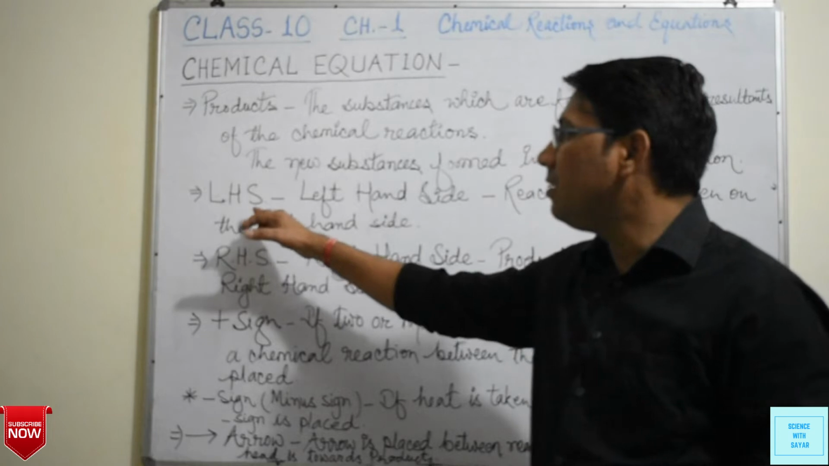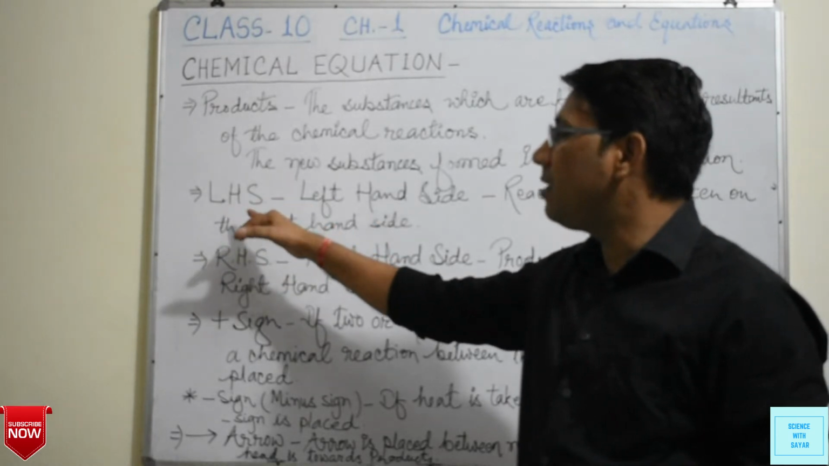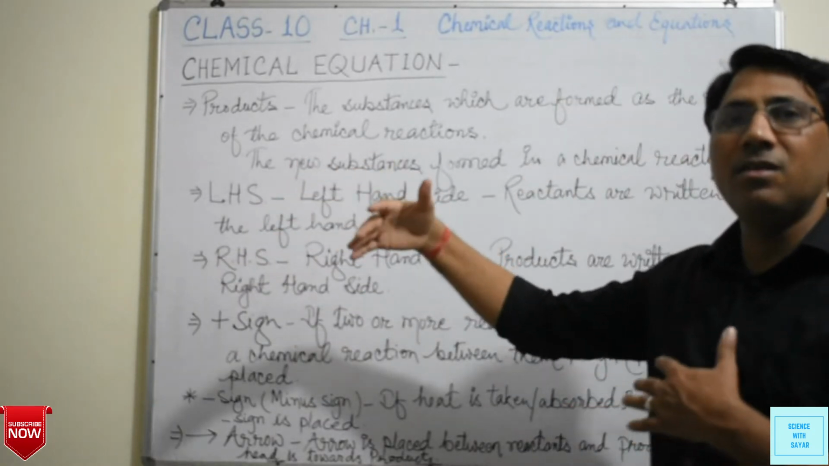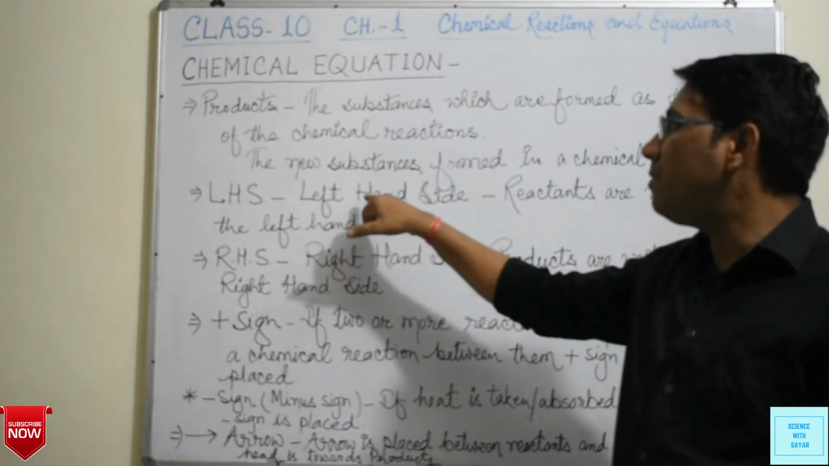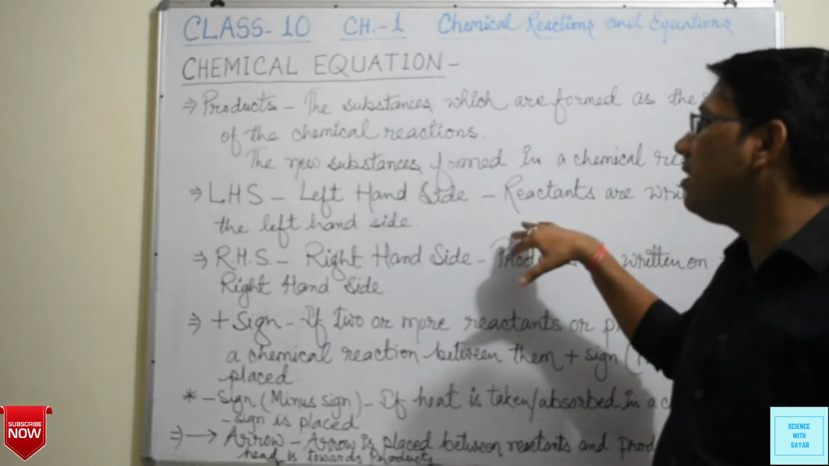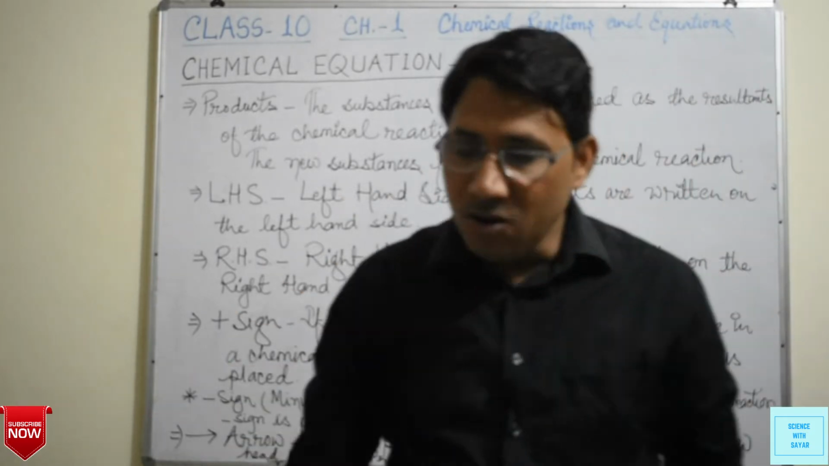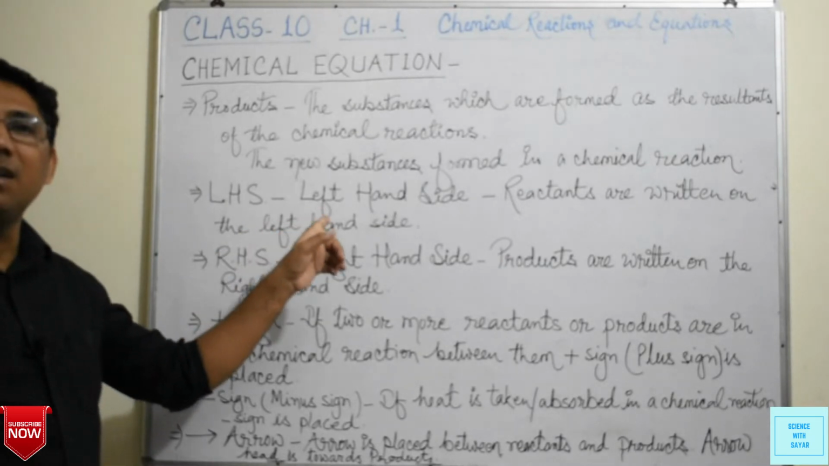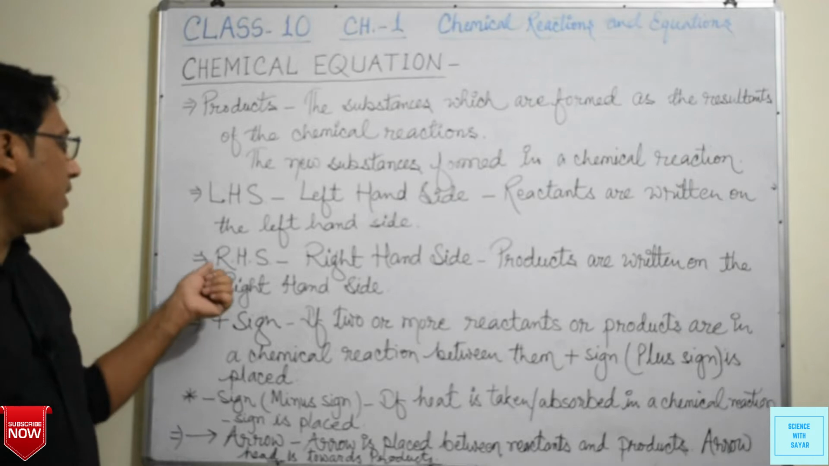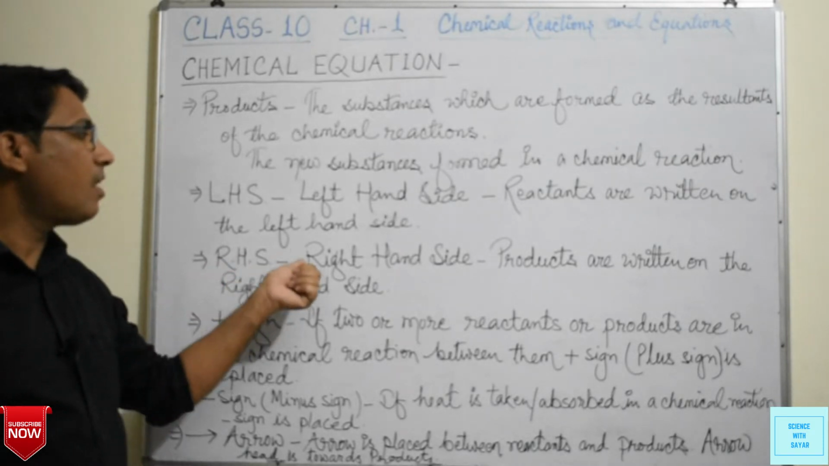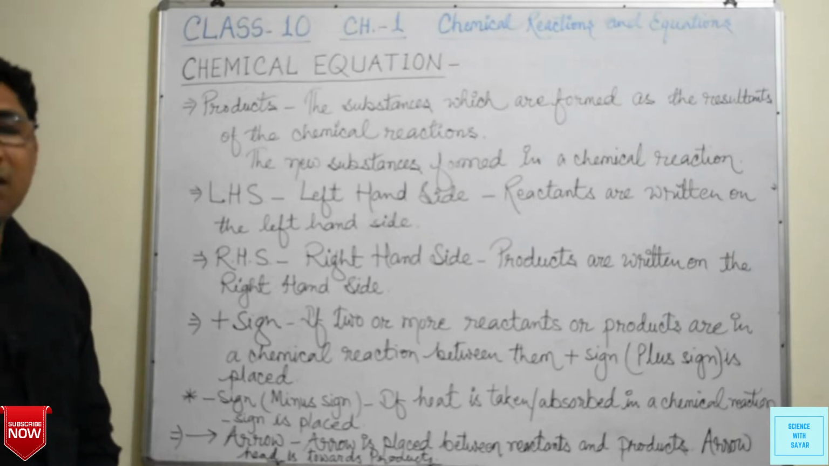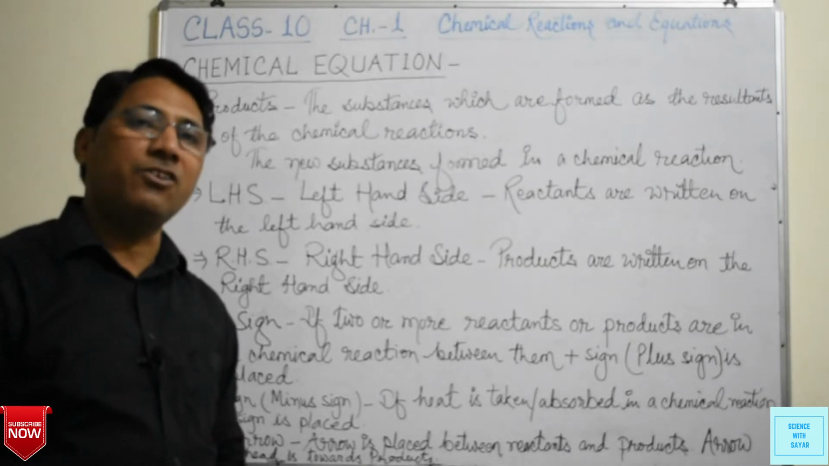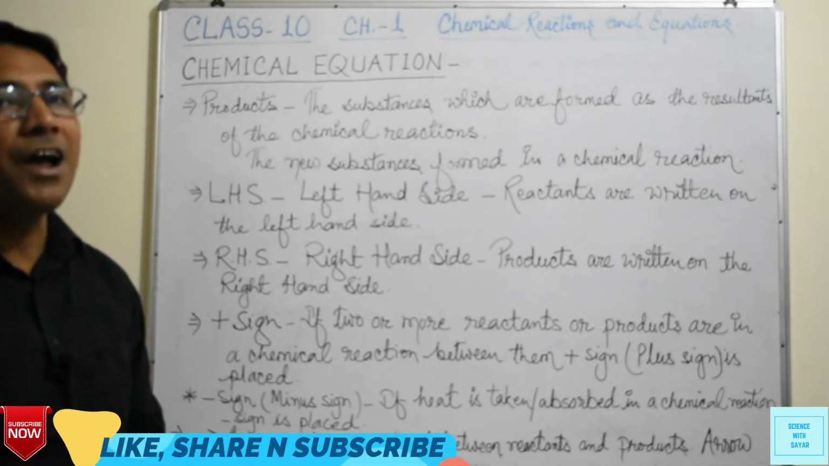Next, the term that we use to represent a chemical reaction is LHS. We know about what we write in the LHS, that is left hand side. So in a chemical reaction, reactants are always written on the left hand side of a chemical reaction. Then RHS, right hand side. In a chemical reaction, the new substances which are formed, known as products, are always written on the right hand side of a chemical reaction.